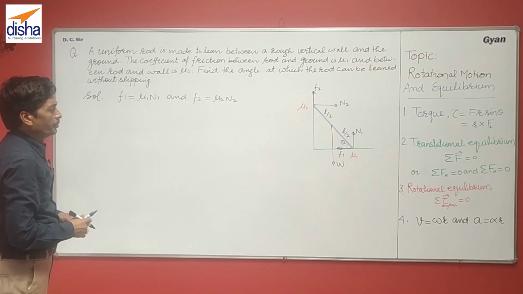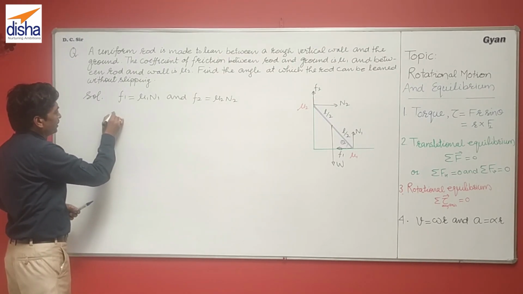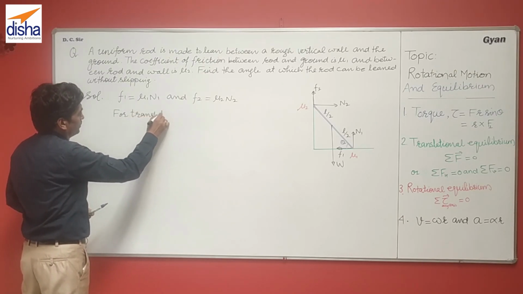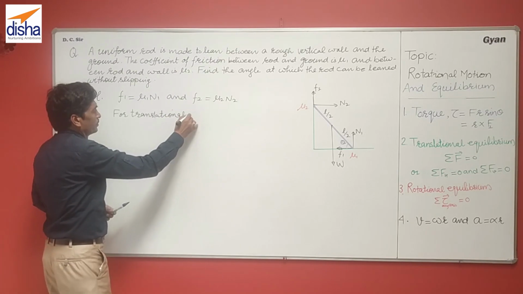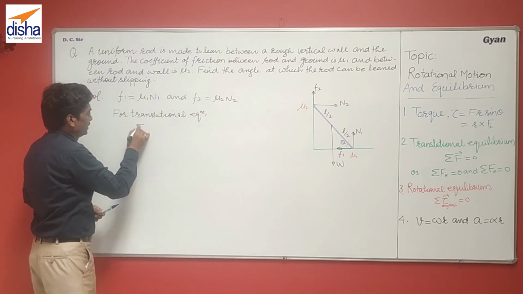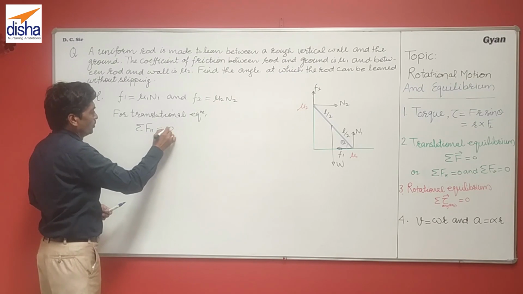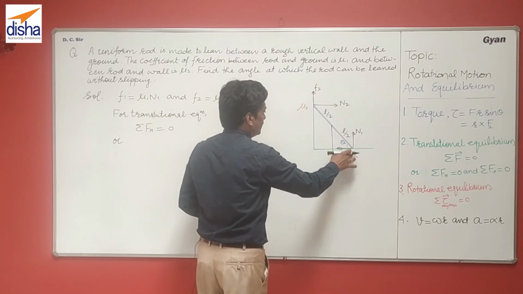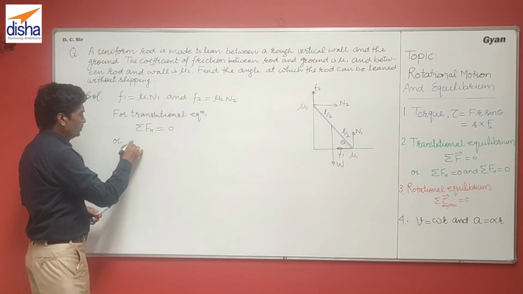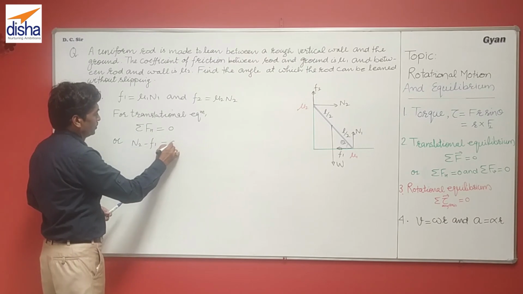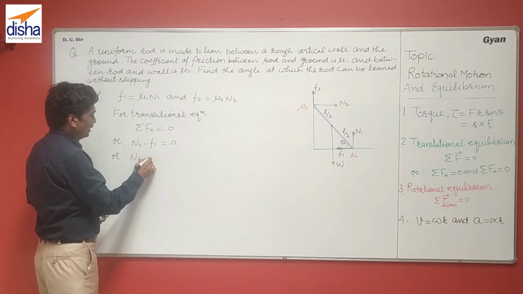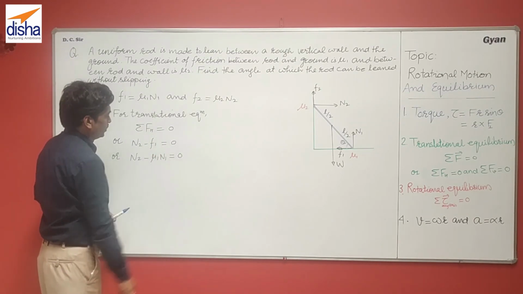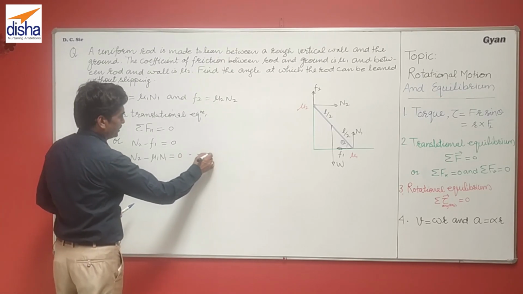For the translational equilibrium, we can write summation Fh is equal to 0. Net force in the horizontal direction is 0, and in the horizontal direction there are two forces, N2 and F1. So N2 minus F1 is equal to 0, or N2 minus mu1 N1 is equal to 0. Okay? Let this be the first equation.